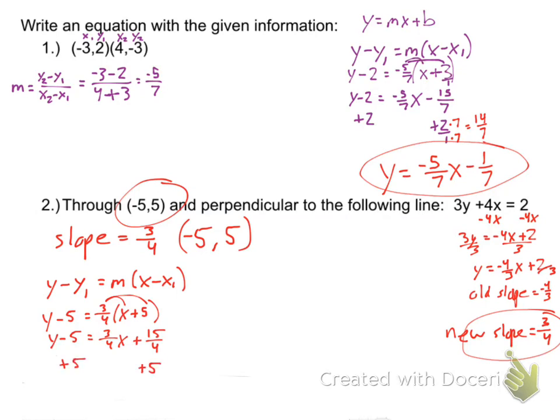Add 5, add 5. It's really 5 over 1. But I'm going to multiply the bottom and top by what to get a common denominator? 4, which is 20/4. I'm adding 20/4 to 15/4. So it's y equals 3/4 x plus, what's 15 plus 20? 35, whoops, fourths. Done.